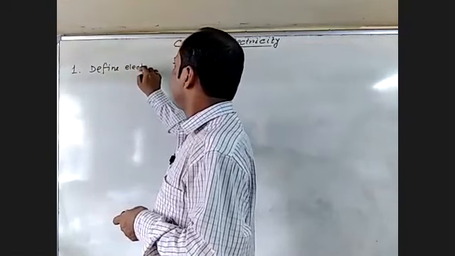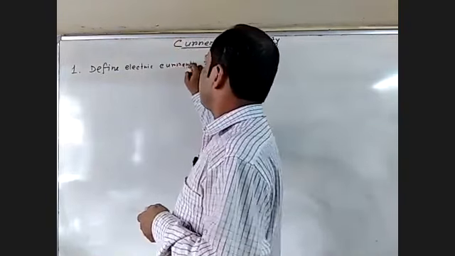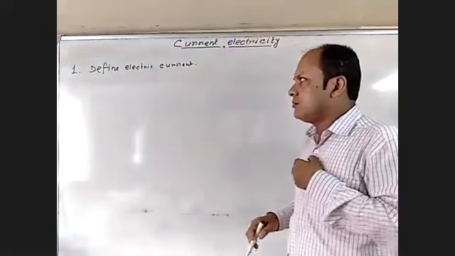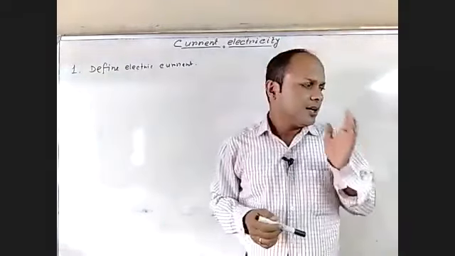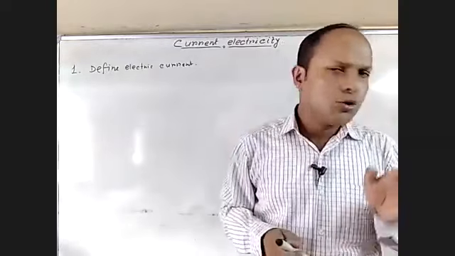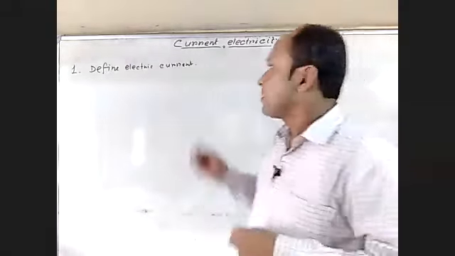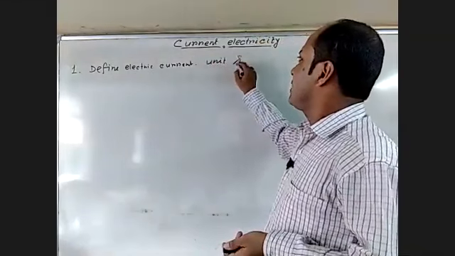So the first question will be, define electric current. So what will be the definition? The rate of flow of charge is called electric current. Now, what is the unit and dimension of it?